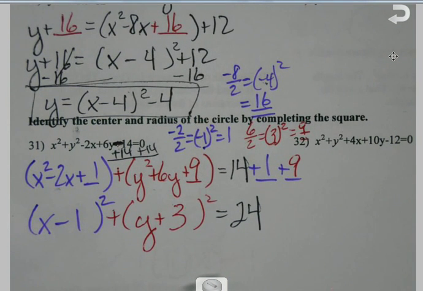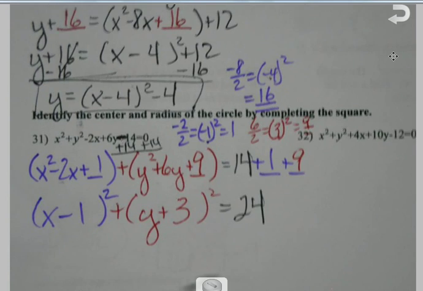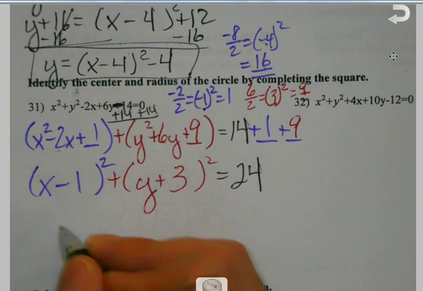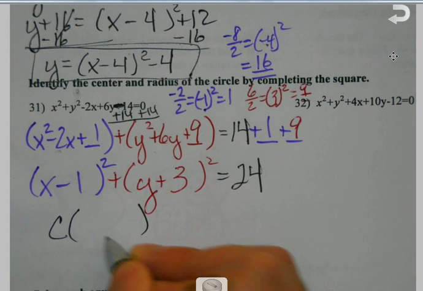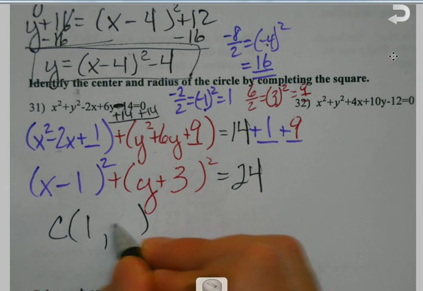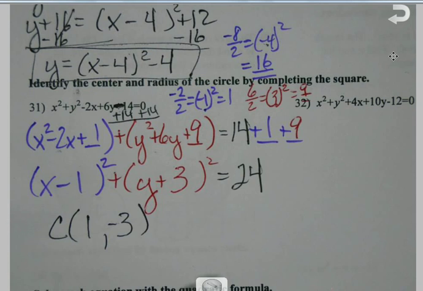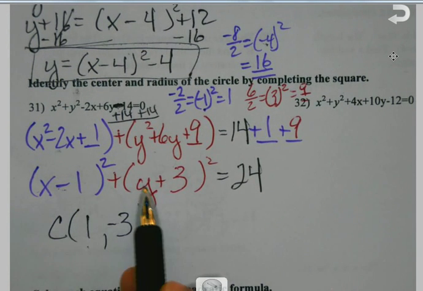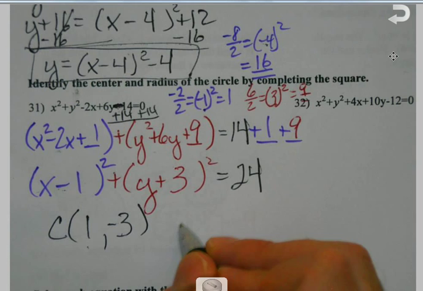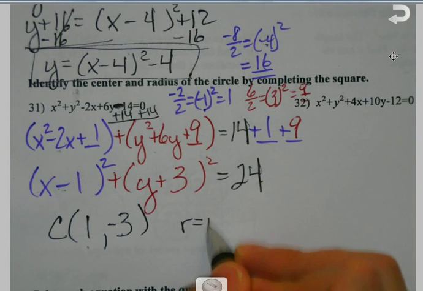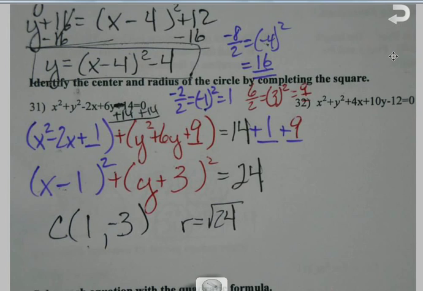And I'm in my circle form now, where I can find my center. What would my center be? 1, -3. Because again, it's x minus h, y minus k, so it's the opposite of h and the opposite of k. And my radius, since that's not a perfect square, would be the square root of that value.